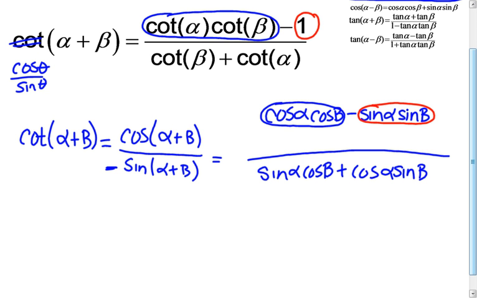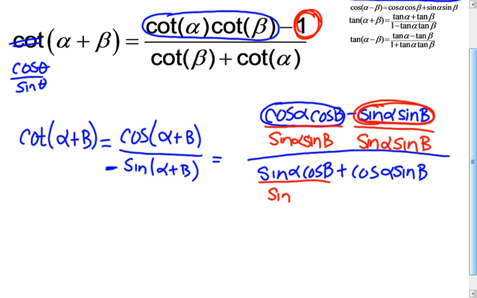But this is what I know. I know that sine alpha, sine beta has to turn into 1. So think about what you would divide sine alpha, sine beta by to turn it into 1. Well, you'd have to divide it by itself, sine alpha, sine beta. And if you divide that quantity by sine alpha, sine beta, you have to divide every quantity in the whole entire problem by sine alpha, sine beta.